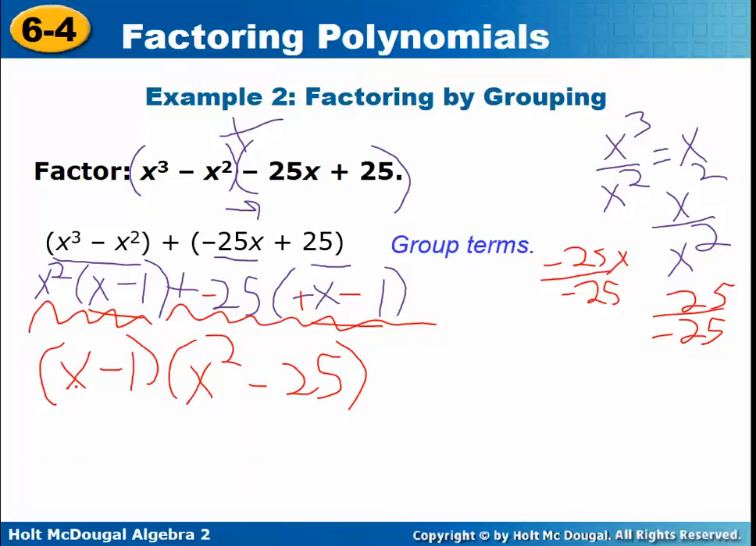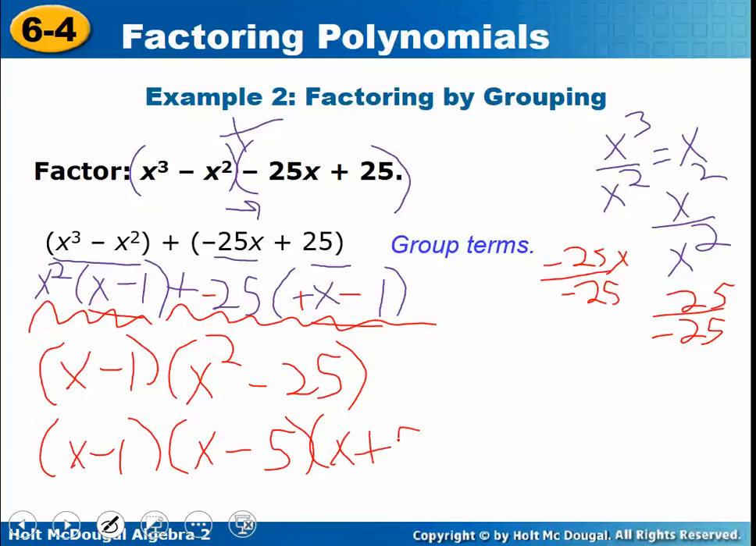Now I look at each of these factors and I say, can I factor this anymore? So x minus 1 obviously can't be factored anymore, but x squared minus 25, now that's something that we did. Let me just rewrite x minus 1. We did x squared minus 25 before. That's x minus 5, x plus 5.